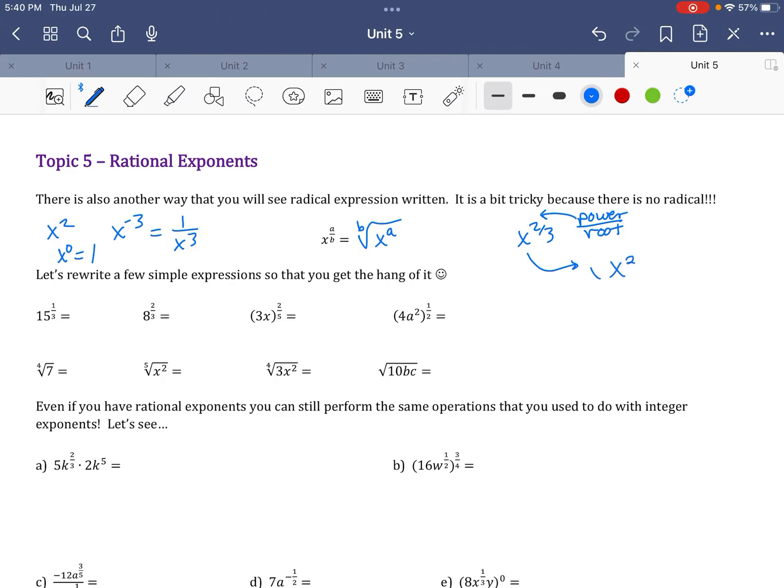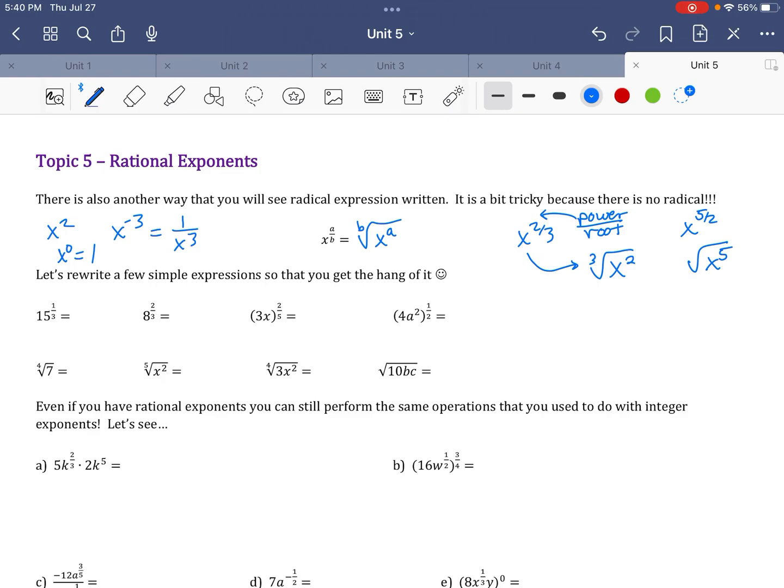So when you see something like x to the 2/3, that's written in rational exponent form. And if you want to write it in radical form, you could write it like this: x to the second, and then you draw a cube root around it. Okay, and then once you do it, sometimes it might reduce. This one doesn't, but let's say you had x to the 5/2 or something like that.